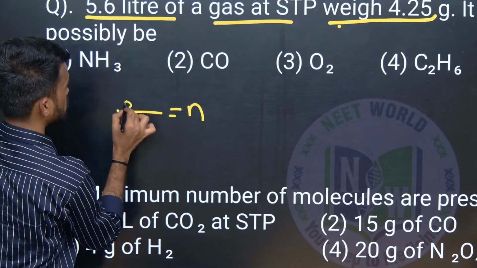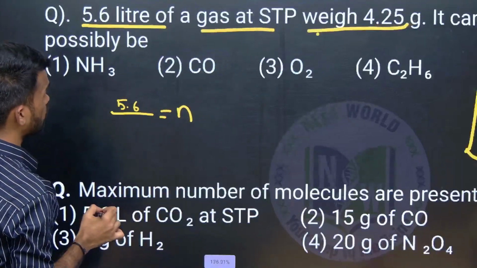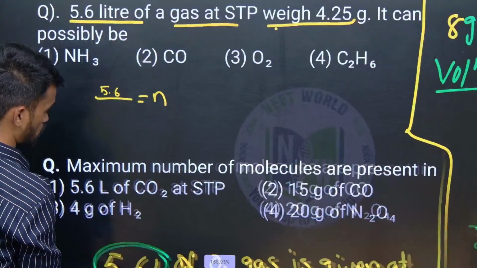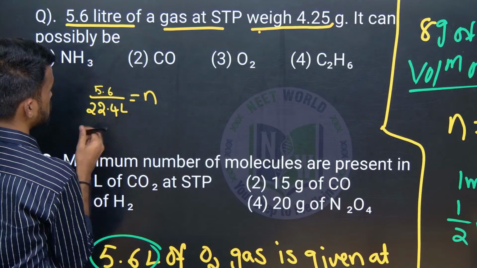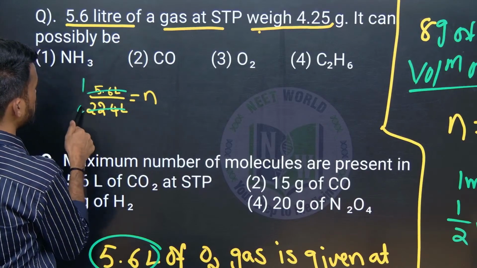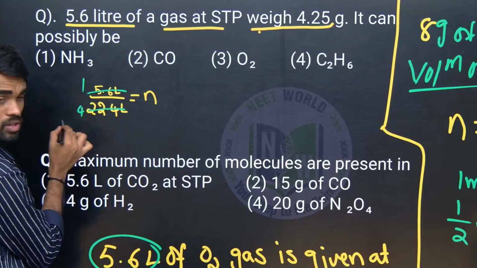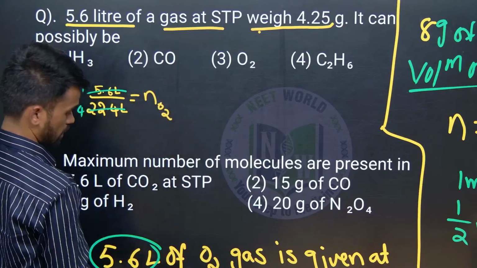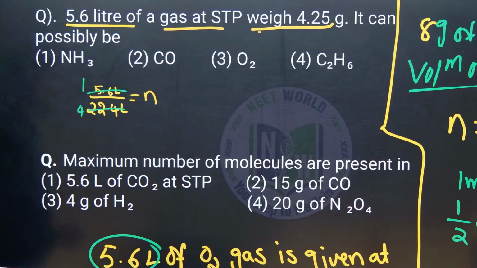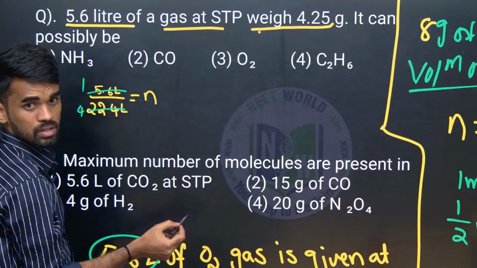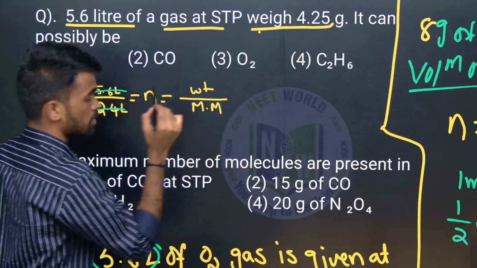Given volume is 5.6. This is at STP only, that's why I am using this formula. Given volume by molar volume. Molar volume is how much? 22.4 liters. So this becomes 1 by 4. How many moles did we get? 1 by 4 moles of that gas, whatever the gas it is. That is what we needed to find. Now the weight is given, so I am writing the formula weight by molar mass.